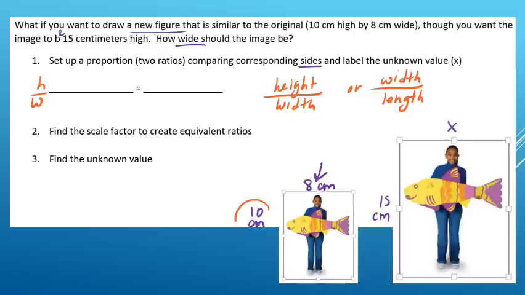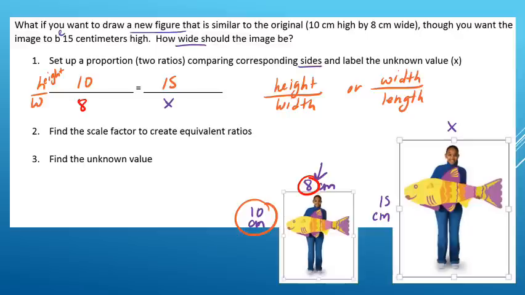So in this case, my height was 10. My width is 8. And my second figure, my image, my height is 15. So I'm going to match up the 15 with the 10 here because these are both heights. And my width over here is my unknown. That's my x. So I'm going to put an x there.